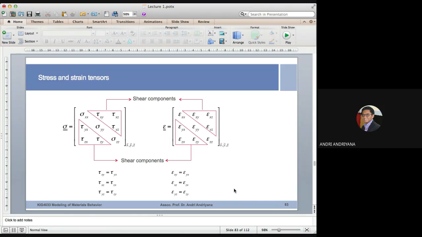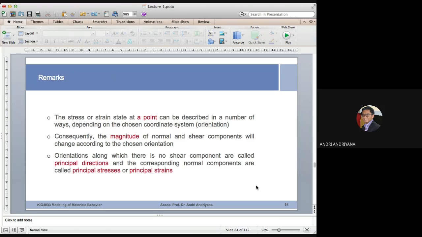Why only 6 instead of 9? Because the matrix is symmetric. So 3 normal components and 3 shear components. So you will have 3 normal stresses and 3 shear stresses. You will have 3 normal strains. You will have 3 shear strains. All right. I hope that is clear. Is there any question so far?